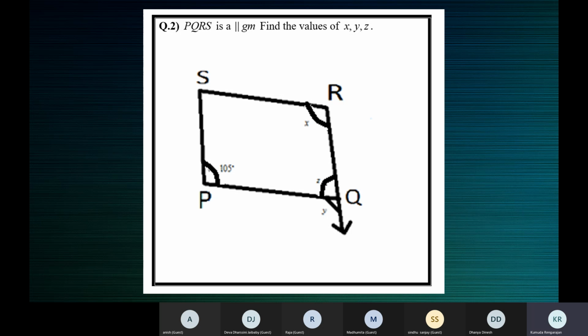With respect to their positions, they are called corresponding, alternate or co-interior angles. When the two lines are not parallel, corresponding angles are not equal. When the two lines are parallel, corresponding angles are equal. Again, when the lines are not parallel, alternate angles are not equal. They are called alternate angles, but they're not equal because the lines are not parallel.